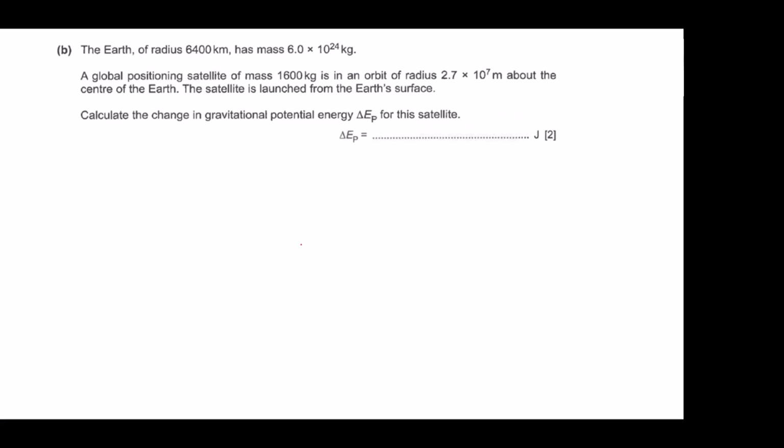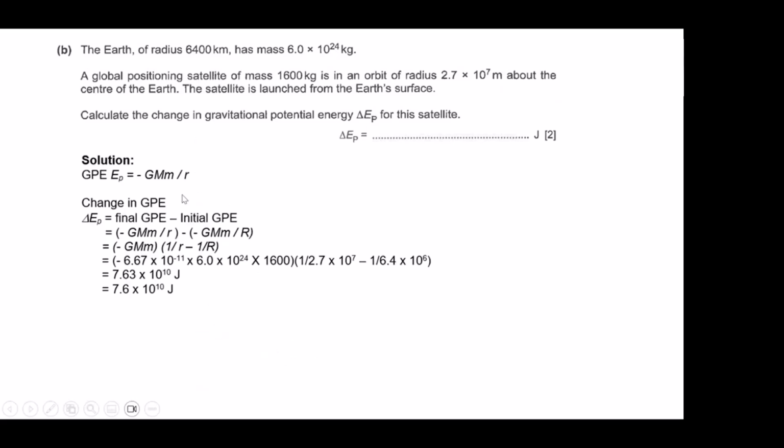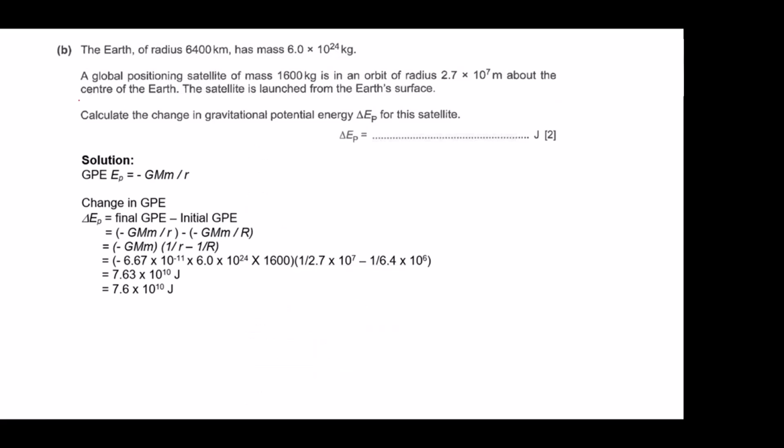So for part B, there are some calculations required. This is on Earth of radius 6,400 km. It has a mass of so much. Now you have a GPS satellite in an orbit of a certain distance away from the center of the Earth. So you have to take note, this is actually away from the center of the Earth.